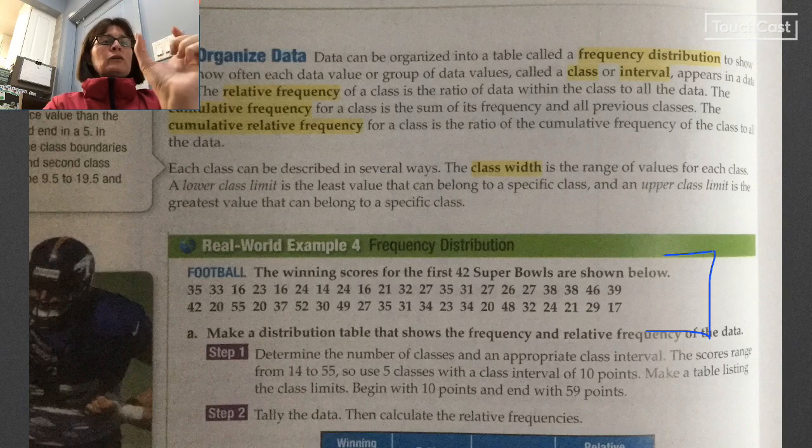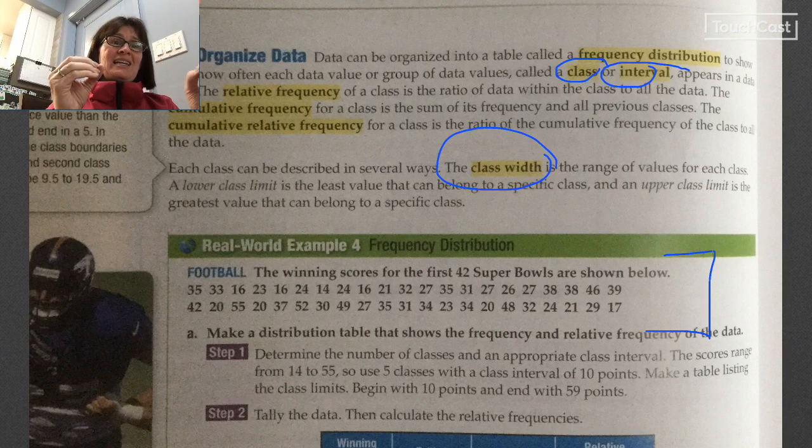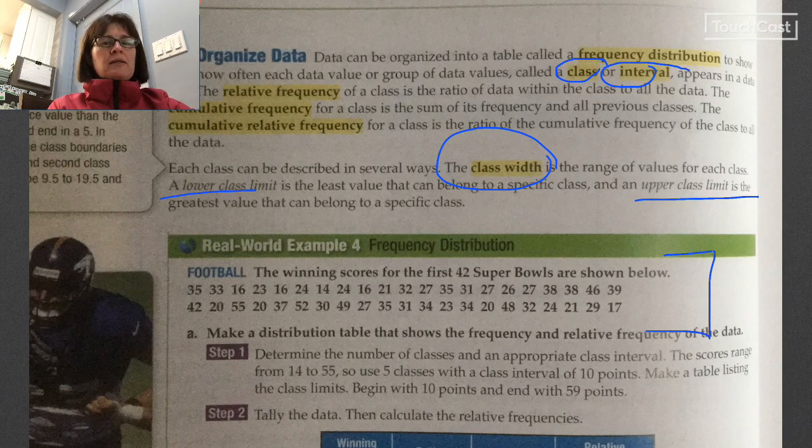Those categories we call classes or intervals. And the class width is how much mathematical distance there is between the lower limit and the upper limit for a class. Like in that last problem we did from 10 to 19, that is a class width of 10. So watch what happens in this example.